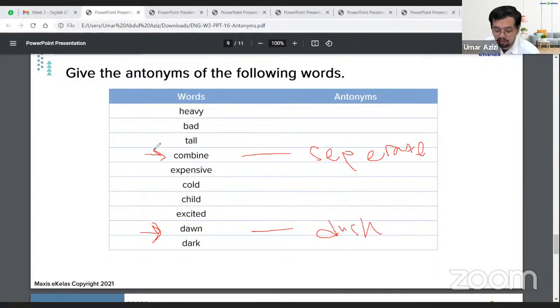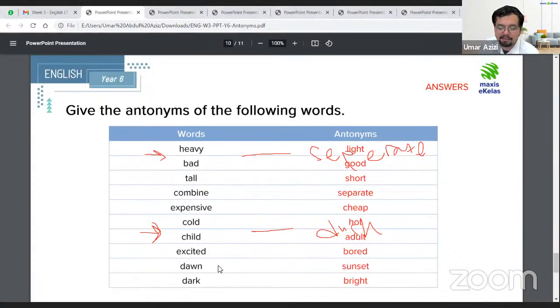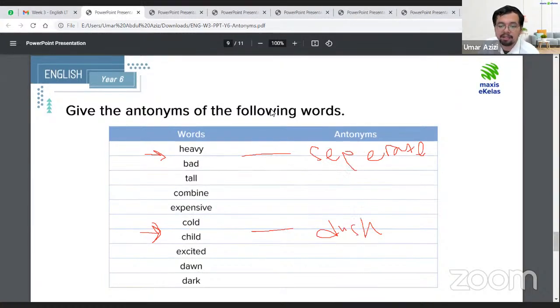Let's just check to see if it's right or wrong. All right. Dawn, sunset, but dusk also works, and combine, separate. Good job, everyone. So I'm going to remove the answer for a bit now.